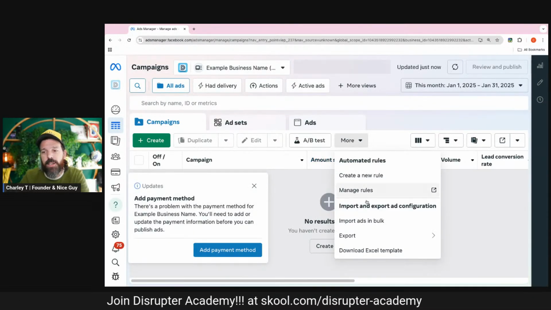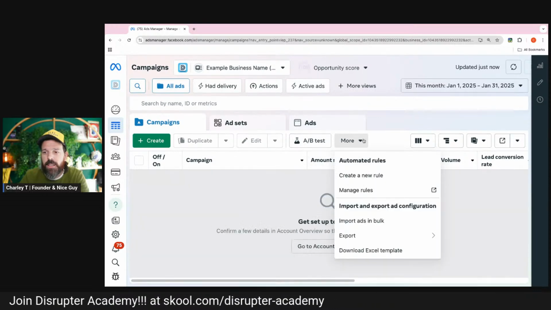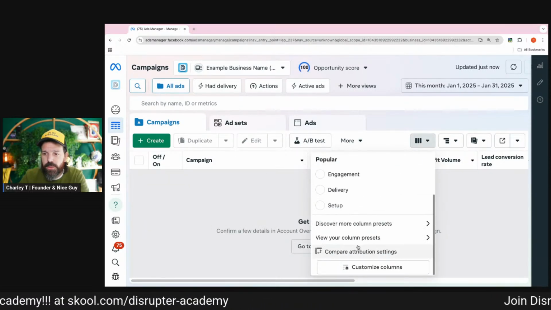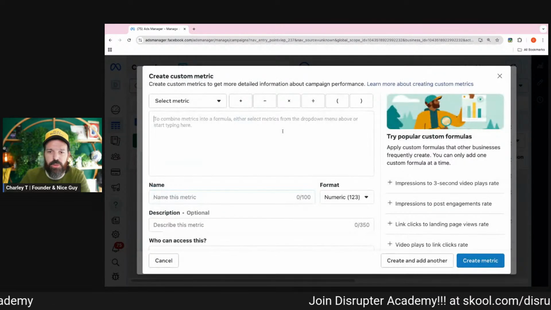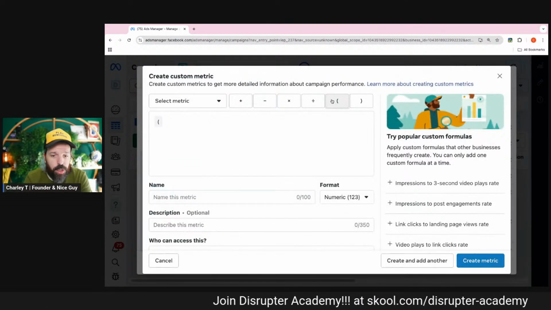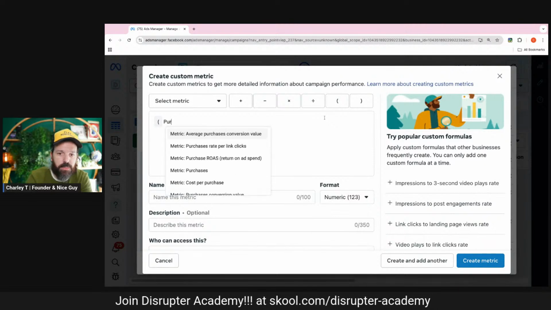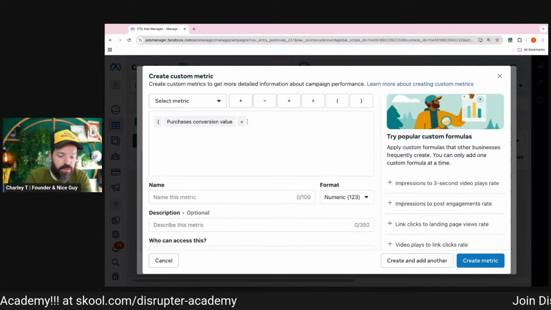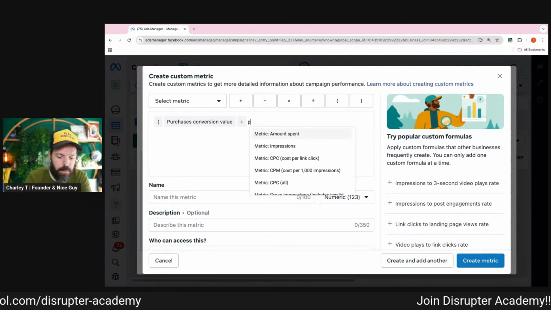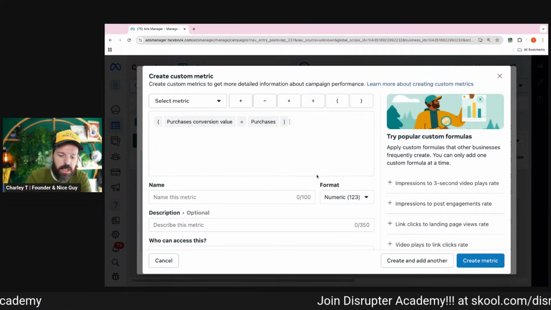All right, let's start this over. This is stupid easy. Here we go. We're going to go here. We're going to go down to here. Customize columns. Customize. Create new metric. Okay. We're going to do purchase. And I'm showing you just how fast this can be. Purchase conversion value. You can do this right now, right? Purchase conversion value divided by purchases. Great. There we go.